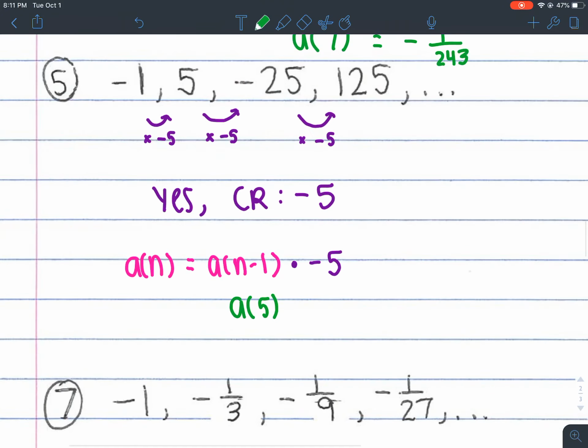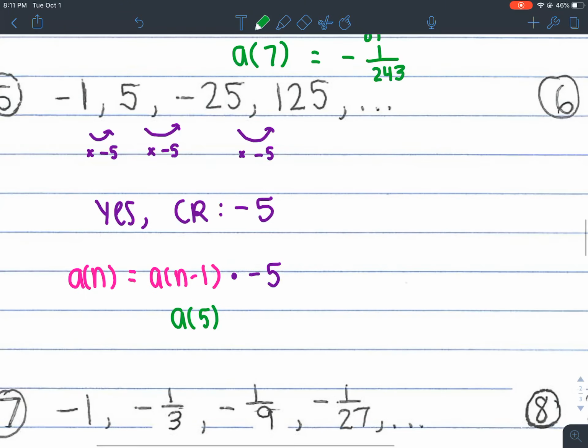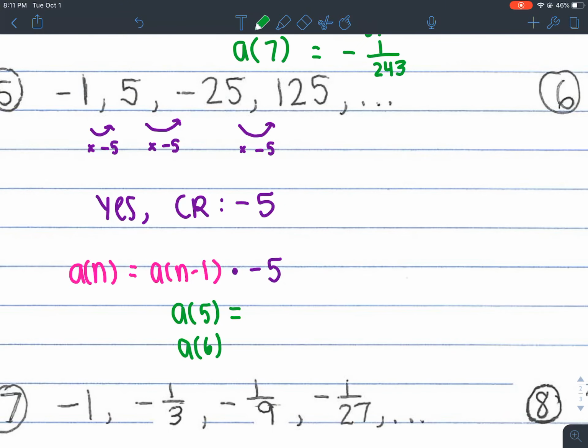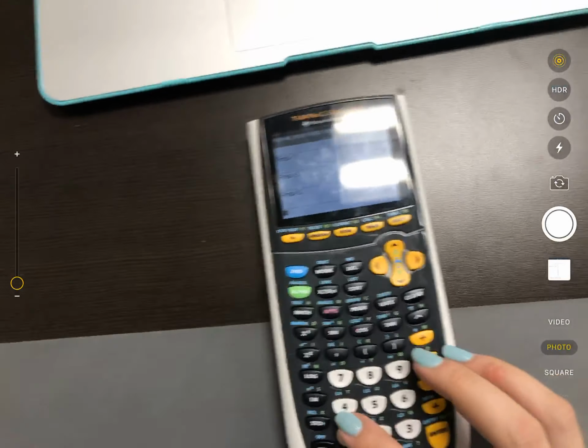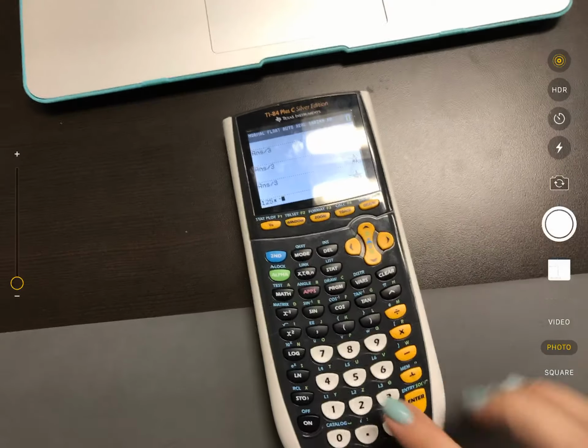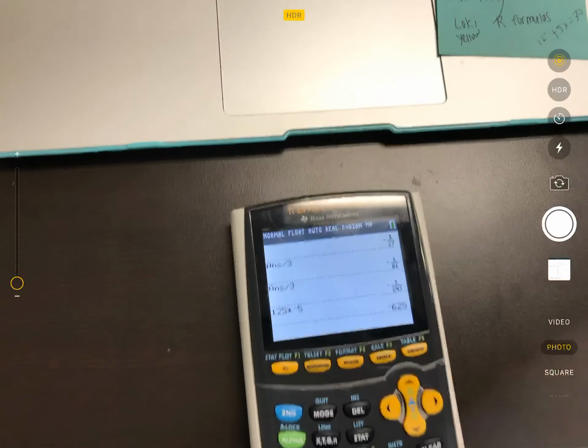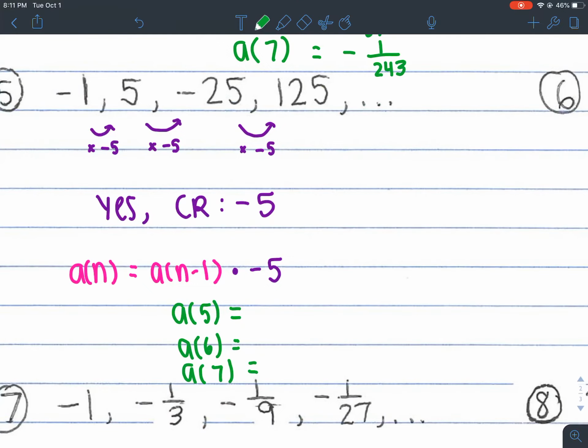Okay, so you're already given the first 4 terms, so we're going to go ahead and find 5, 6, and 7. Now, this won't always be 5, 6, and 7. It just depends on what you're already given. So for the 5th term, we're going to take the previous term and multiply it by -5. So if I take 125 and multiply it by -5, I'm going to get -625.